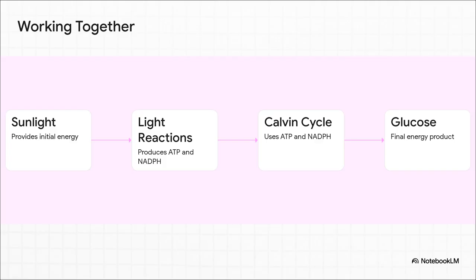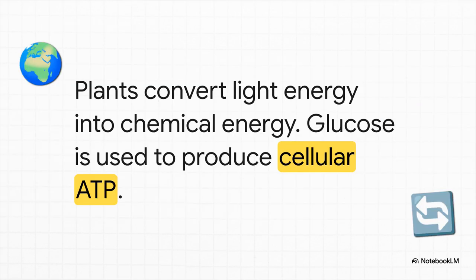Sunlight enters and powers the light-dependent reactions. Those reactions output ATP and NADPH, which immediately feed into the Calvin cycle. The Calvin cycle then outputs the final product, glucose. Stage 1 captures the energy, and Stage 2 uses that captured energy to build the glucose. So the crucial point is how this all ties back to the big picture.